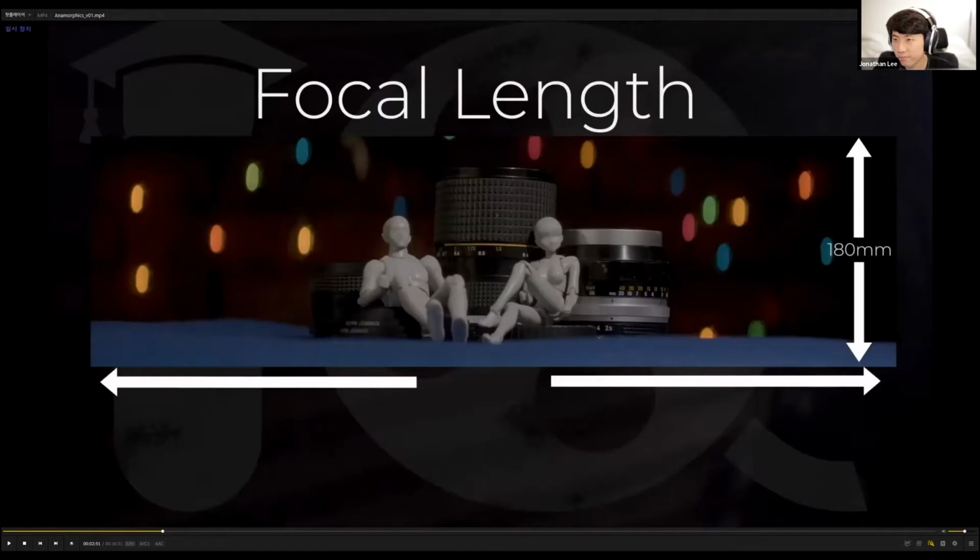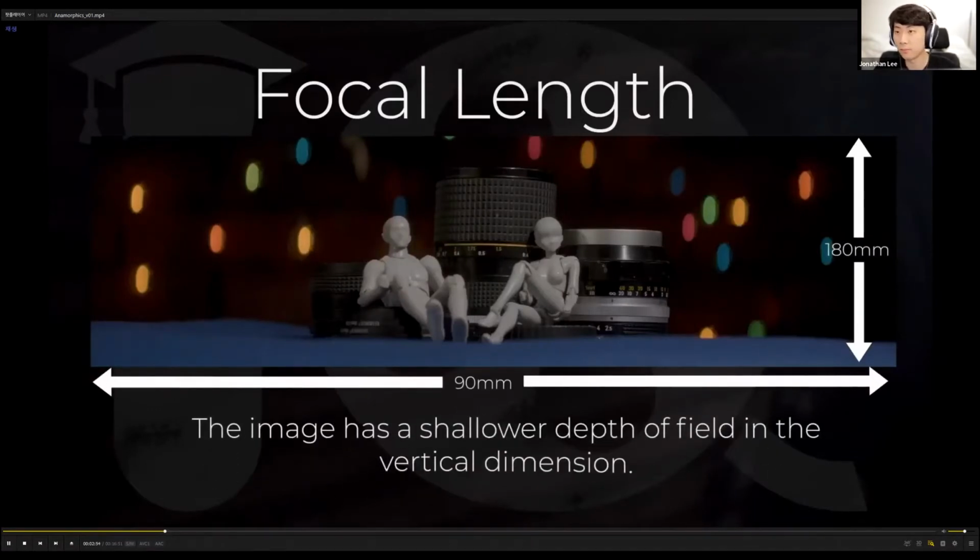The main reason why anamorphic lenses have oval bokeh is because of the difference in the focal length that it has. Essentially, anamorphic lenses have 2 different focal lengths. Since it is squeezing the image laterally, the focal length horizontally tends to be a lot wider than the vertical.